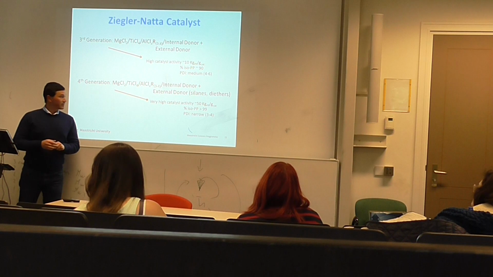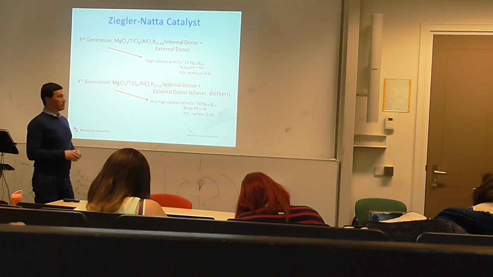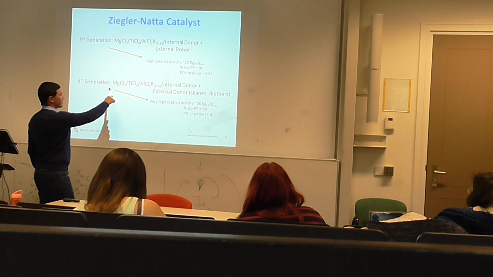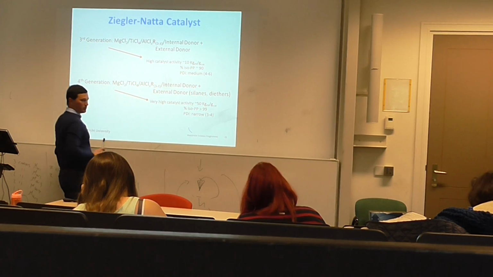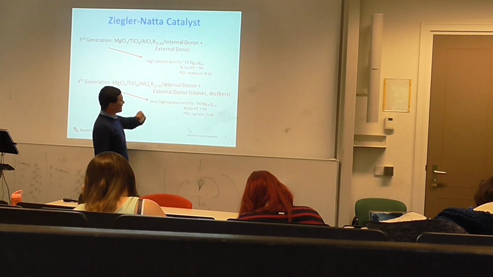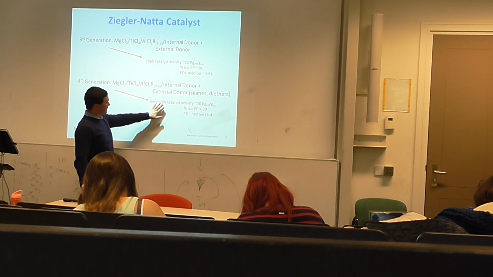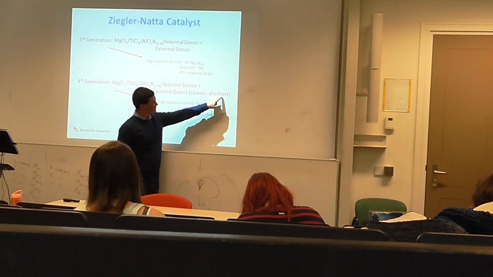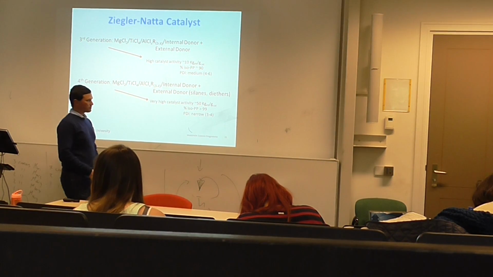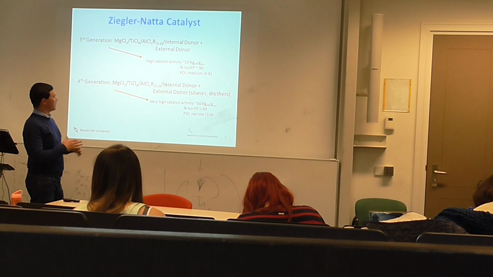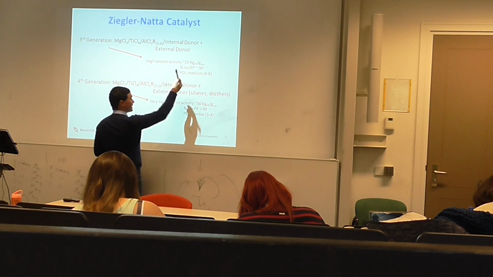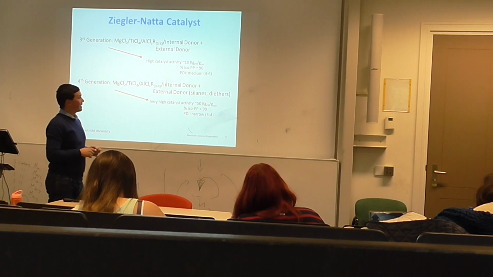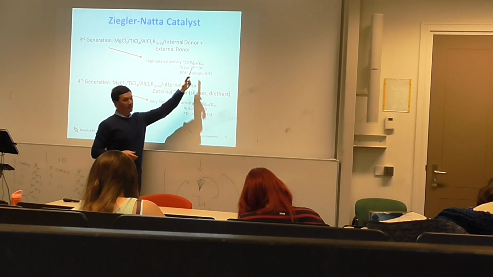The third and fourth generation of Ziegler-Natta catalysts are very similar to each other. They are close to the second generation catalyst, which is magnesium chloride, titanium chloride, and aluminum alkyl. But there are internal and external donors in both cases. In the fourth generation, it is specified which are the external donors. We will see in the next slide what these donors are. Just for now, let's focus on the productivity. Third generation goes to 10 kilograms of PP per gram of catalyst, and your isotactic index increases up to 90%.